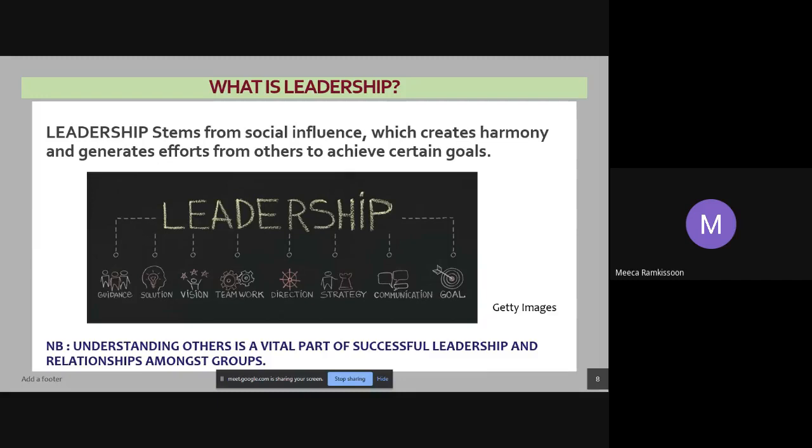Together as a team, the leader and members will use direction and strategies to execute each activity with proper communication. At the bottom of the slide, there's a note stating how understanding others is a vital part of successful leadership and relationships amongst groups, which is facts, it's true.